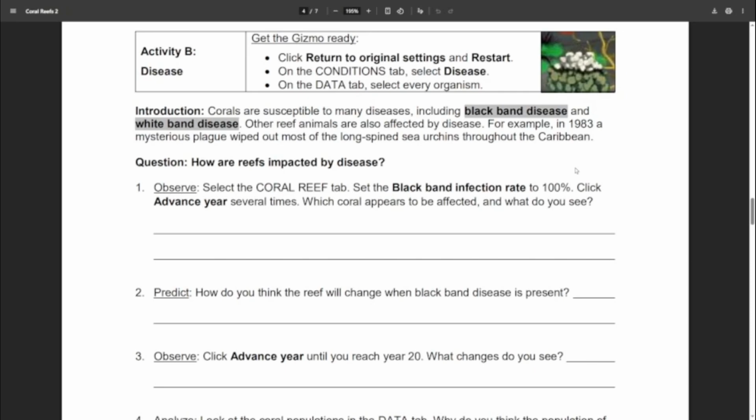Page number 4, Activity B, Disease. Get the gizmo ready, return to original settings, and restart. On the Conditions tab, select Disease. On the Data tab, select every organism.